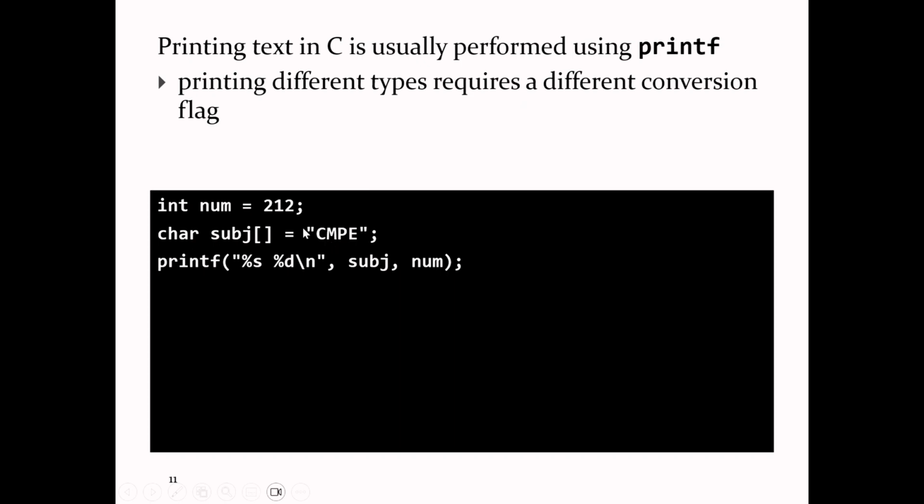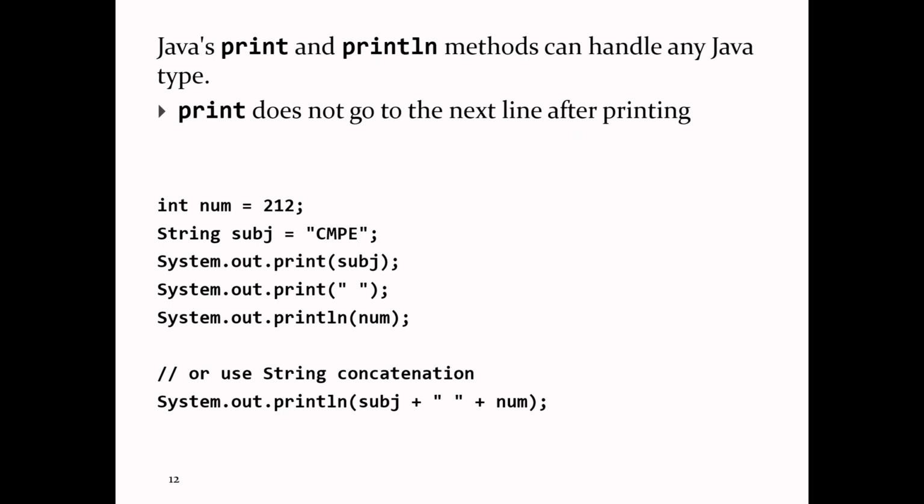So if I have a number, 212, and a string, CMPE, and I would like to print that CMPE 212, I can use printf: %s, so convert CMPE as a string, space, %d, convert 212 as an integer, \n, because I want a new line, subject and number. And that will print out CMPE 212. In Java, you just take your CMPE, your 212, and you just print out.